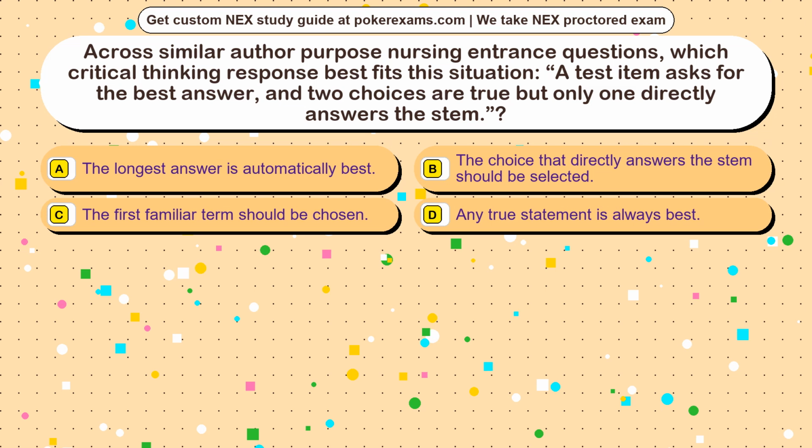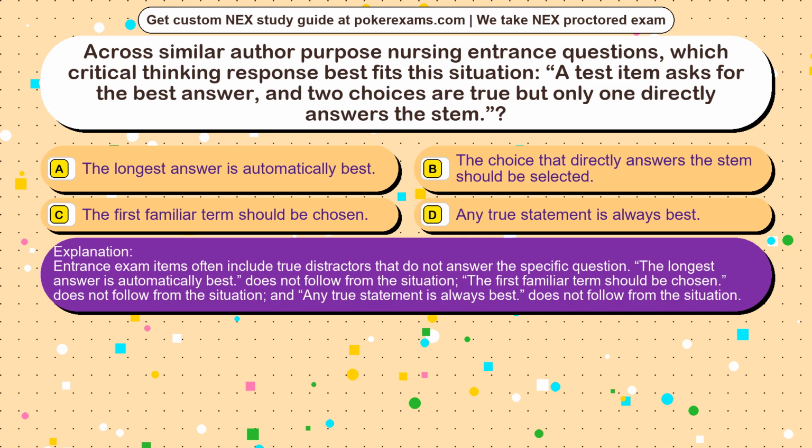The correct answer is option. Entrance exam items often include true distractors that do not answer the specific question. The longest answer is automatically best does not follow from the situation. The first familiar term should be chosen does not follow from the situation, and any true statement is always best does not follow from the situation.